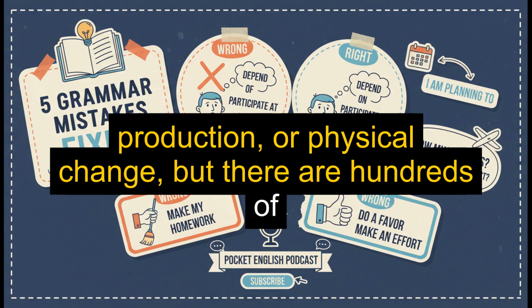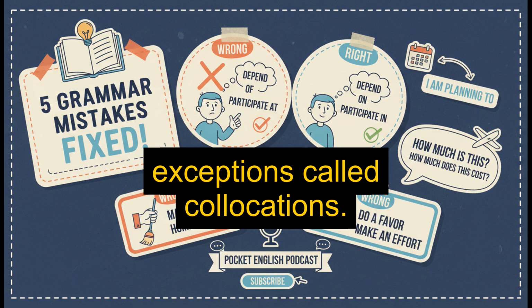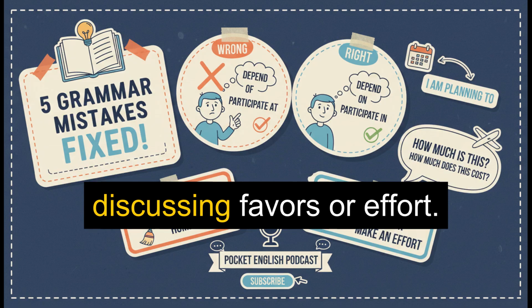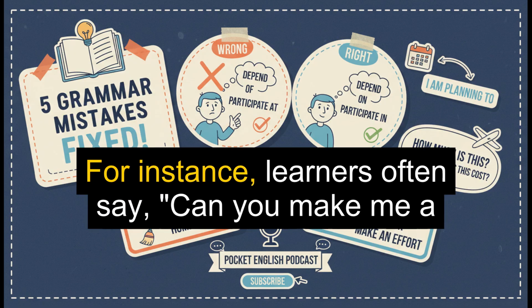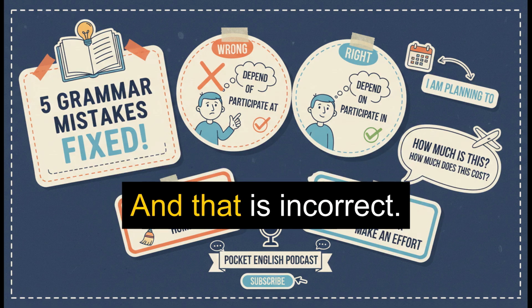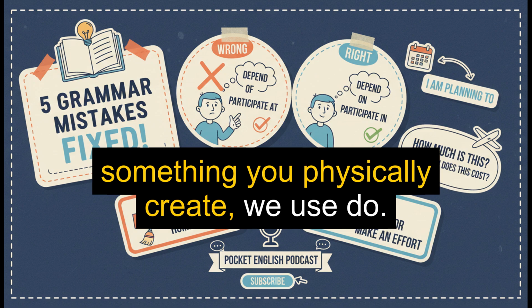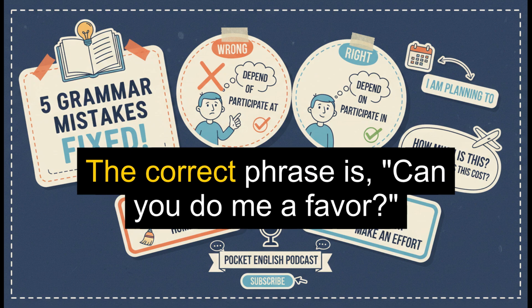But there are hundreds of exceptions called collocations. The mistake we hear most often is mixing them up when discussing favors or effort. For instance, learners often say, "Can you make me a favor?" And that is incorrect, because a favor is an action or a duty you perform, not something you physically create. We use do. The correct phrase is, can you do me a favor?